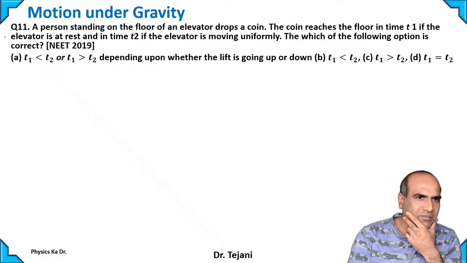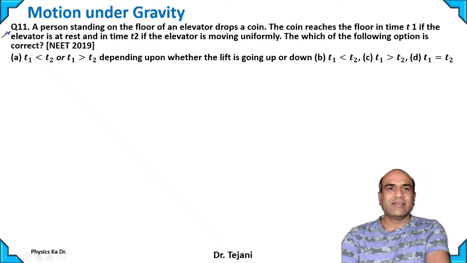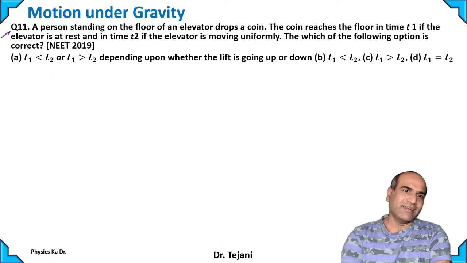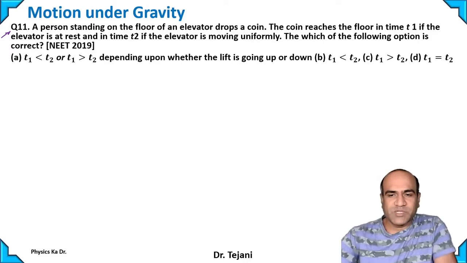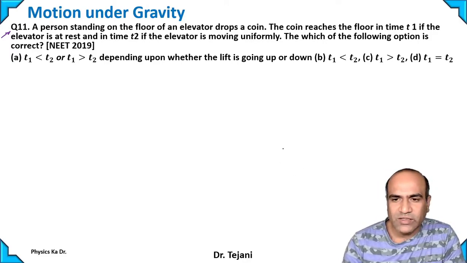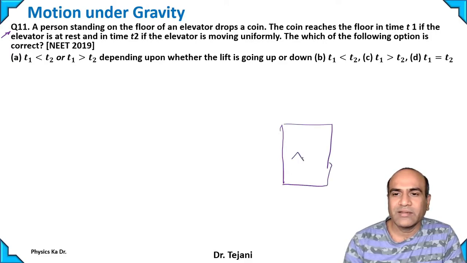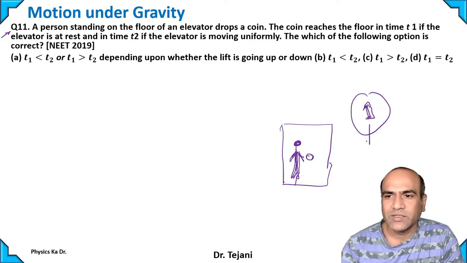Let's have question number 11, again asked in NEET 2019. A person standing on the floor of an elevator drops a coin. This is an elevator in which a person is standing somewhere here. I'm not a painter, so I cannot draw, but it looks like a person. And he drops a coin, a 1 rupee coin.